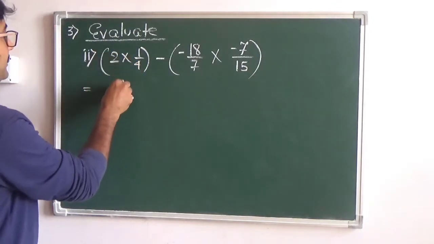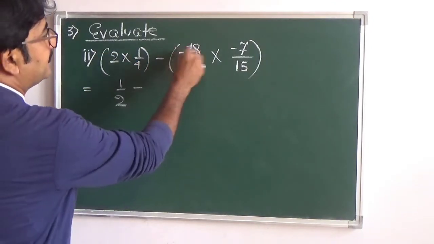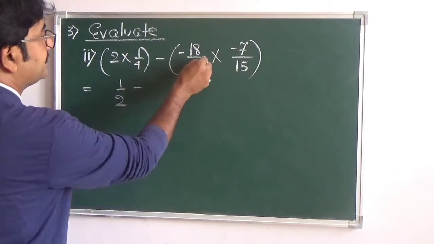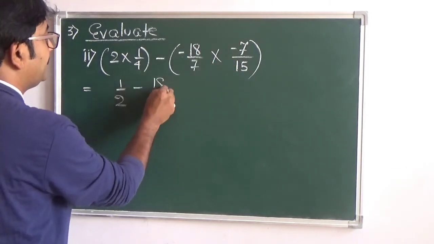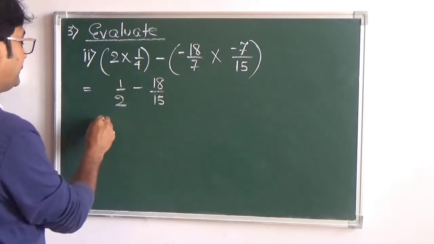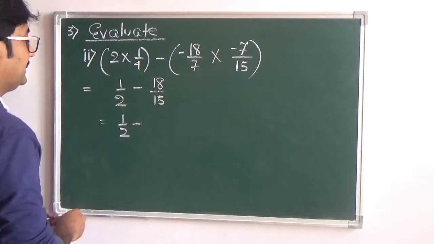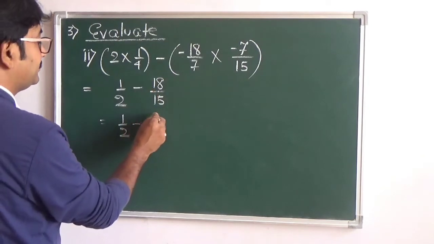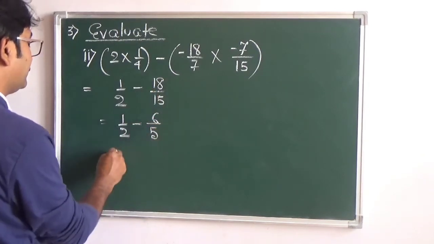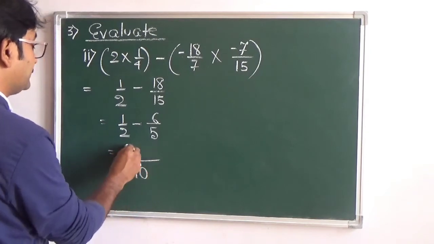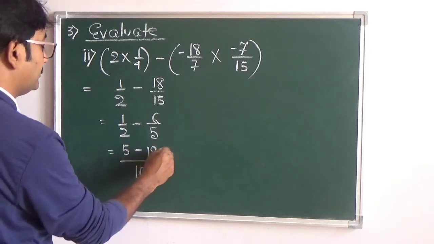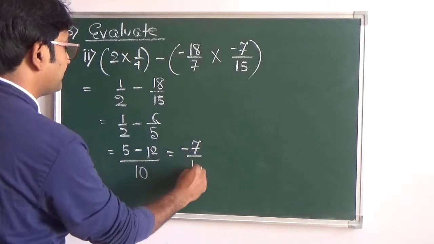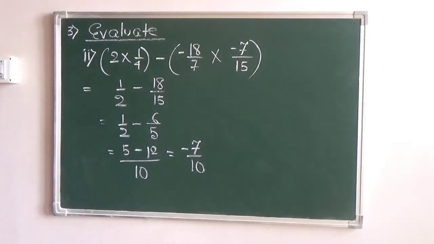So this becomes 1 by 2 minus, there are two negative signs, so the final result is positive, so 7 and 7 will cancel. We have 18 by 15, so this also can be reduced. So we have 1 by 2 minus, we reduce it by 3 to 6, and this is 5. So the LCM is 10, so it is 5 minus 12. So you get minus 7 by 10. So the final answer is minus 7 by 10. So note it down, then we move on to the next question, that is question number 4.